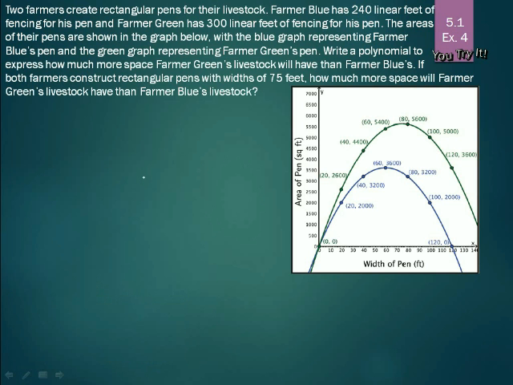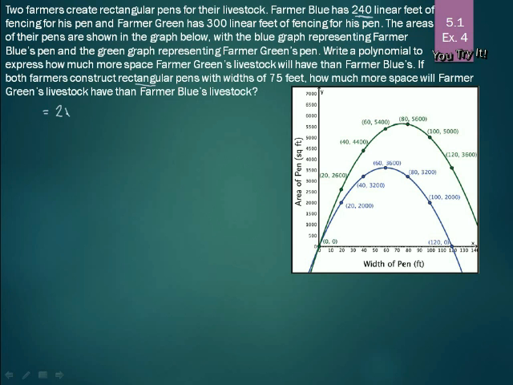So let's start by writing an equation based off the information that we know. Farmer Blue has 240 linear feet of fencing, and it's a rectangular pen. So that many linear feet would be the perimeter, basically the fencing that would surround the pen. The perimeter of a rectangle is 2L plus 2W, or 2 times length plus 2 times the width. In this case, let's just use x and y since we have that graph over there.